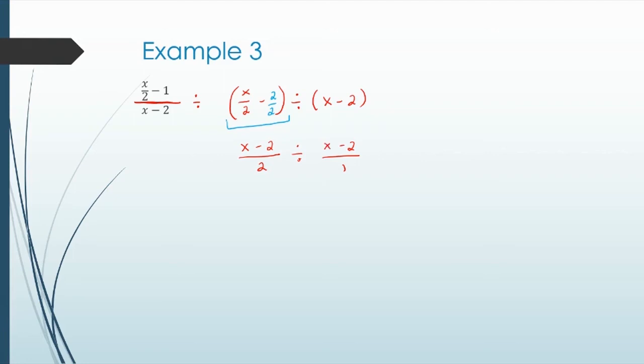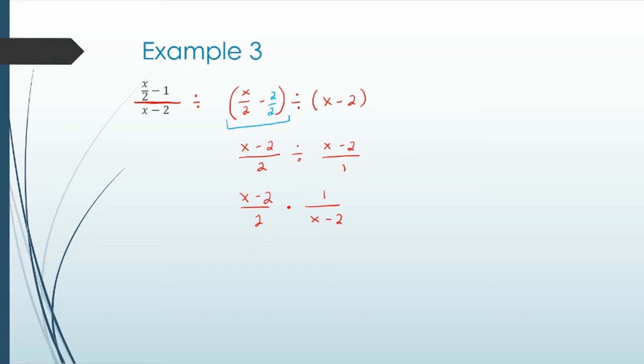Okay, so now I want to turn the division into multiplication, and I do that by flipping the second fraction. So that's a 1 over x minus 2. And now we're back to multiplying rational expressions because now I do have a variable in the denominator.